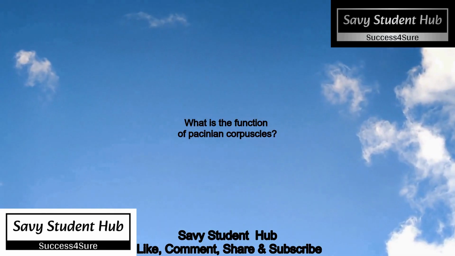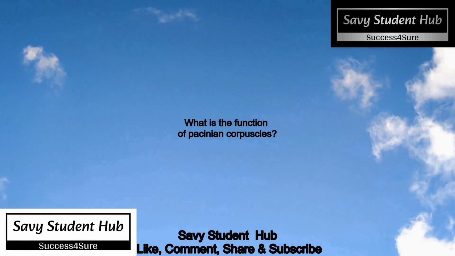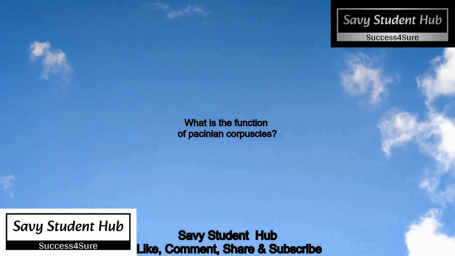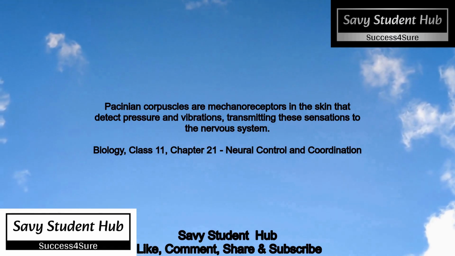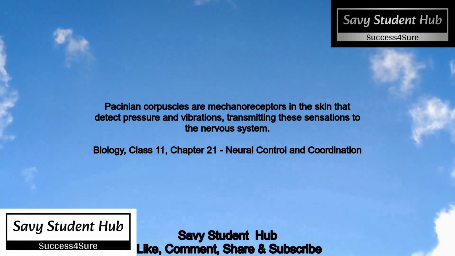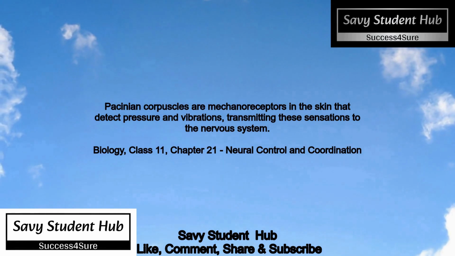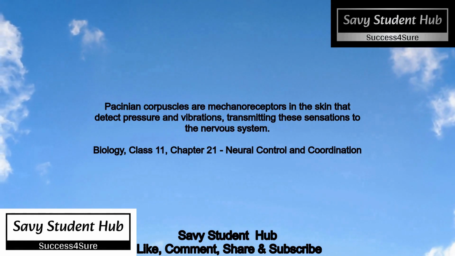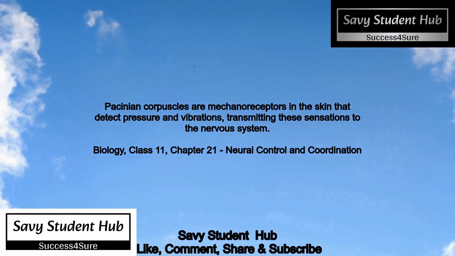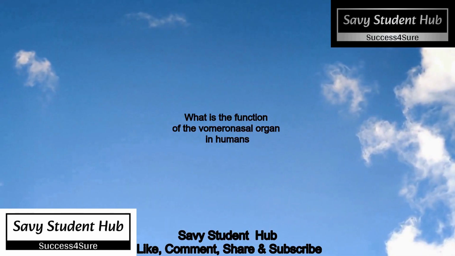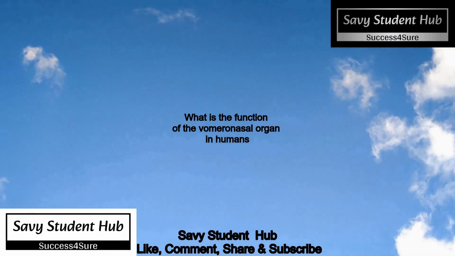What is the function of Pacinian corpuscles? Pacinian corpuscles are mechanoreceptors in the skin that detect pressure and vibrations, transmitting these sensations to the nervous system. What is the function of the vomeronasal organ in humans?